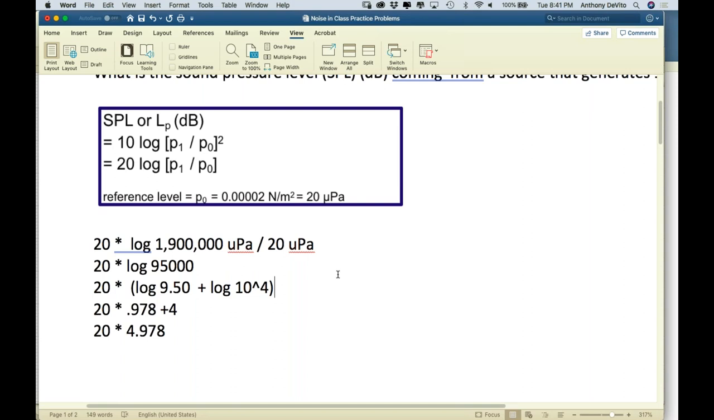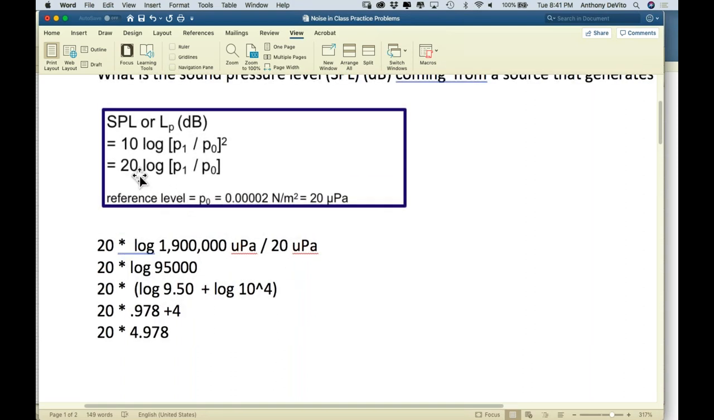I'll tell you what, we'll take a look at it later, okay? Maybe we'll take a break when we can look at a few of these individually. I use the second one. Why do I use the second one? Because I don't have to worry about squaring that number. It just saves me some trouble.